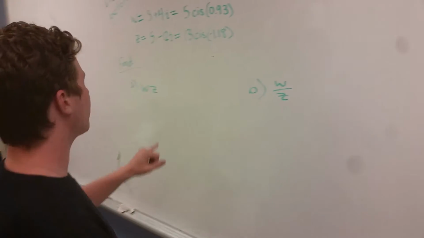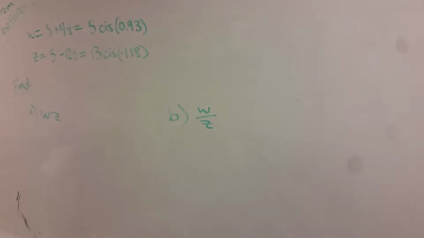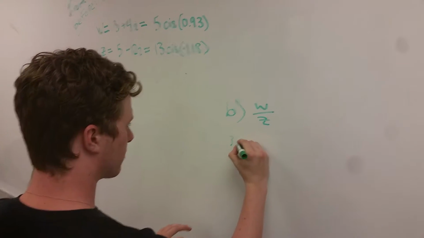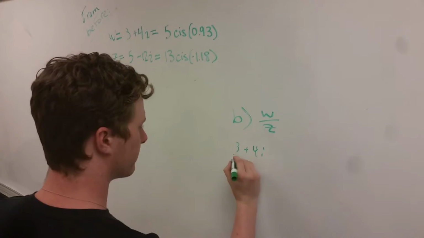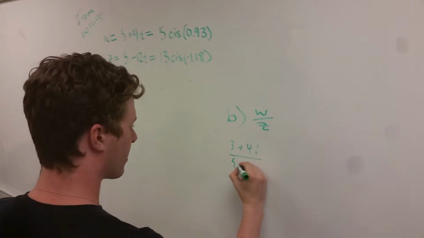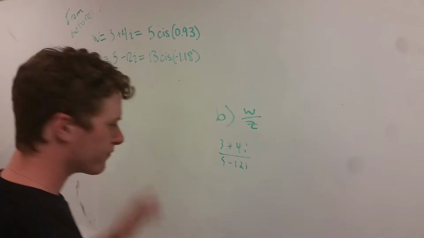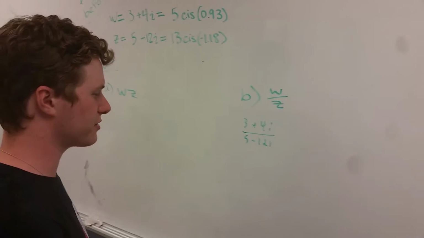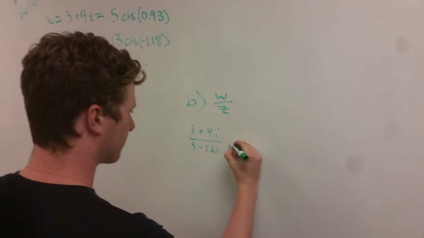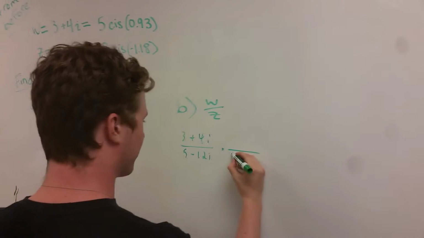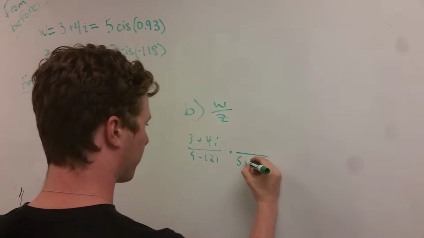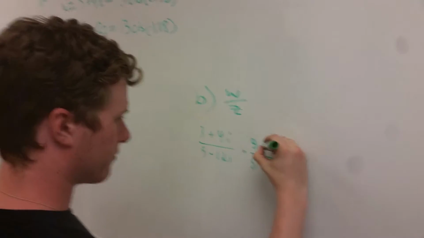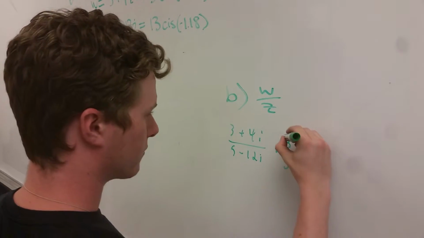So now we will be dealing with division of imaginary numbers. Once again, we're going to go through the Cartesian first. So to set it up, it's just 3 plus 4i is W over 5 minus 12i. Now to do this, you can't do it quite as straightforward as the multiplication, so you have to use a little bit of trickery of multiplying by the conjugate of the bottom, which would be 5 plus 12i, and then 5 plus 12i as well at the top.